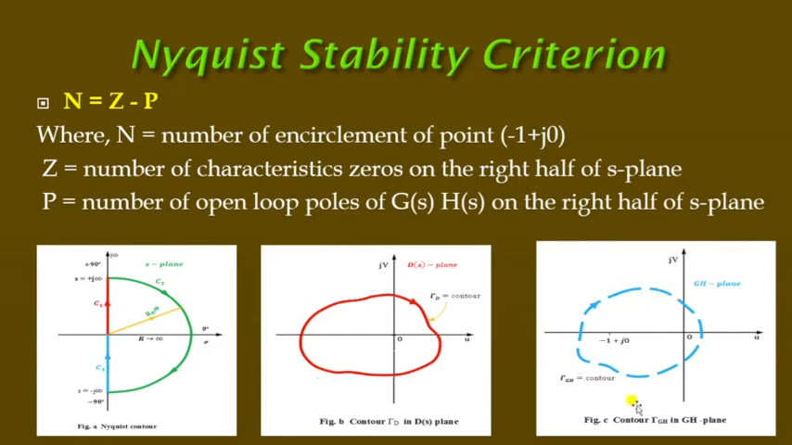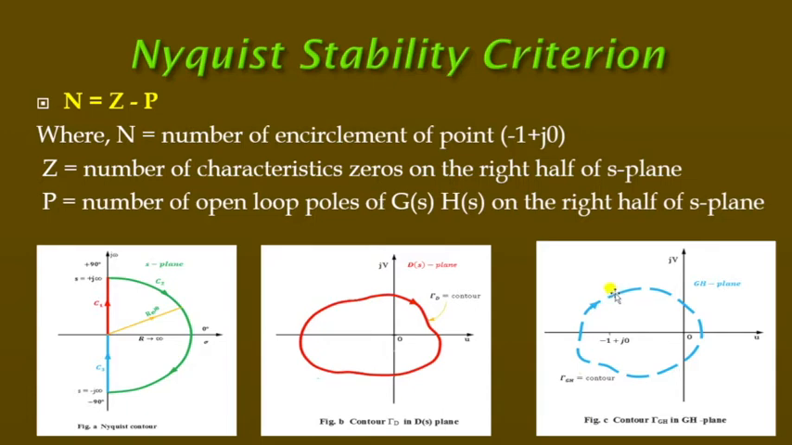The Nyquist stability criterion can be stated as follows: if the closed contour gamma GH of the loop transfer function G(s)H(s) in the G(s)H(s) plane, corresponding to the Nyquist contour in the S-plane, encircles minus 1 plus j0 in the counterclockwise direction as many times as the number of poles of G(s)H(s) in the right half of the S-plane, then the closed loop system is stable.